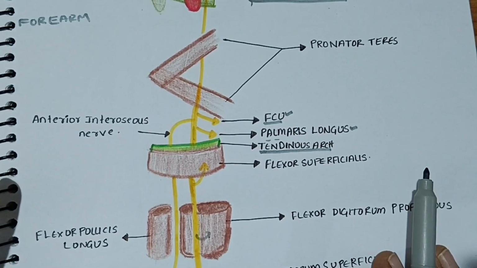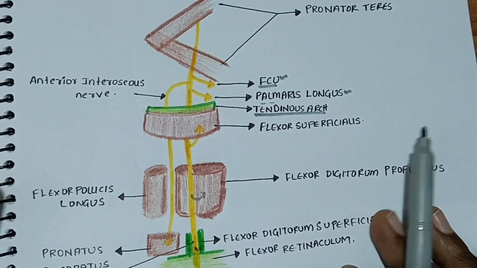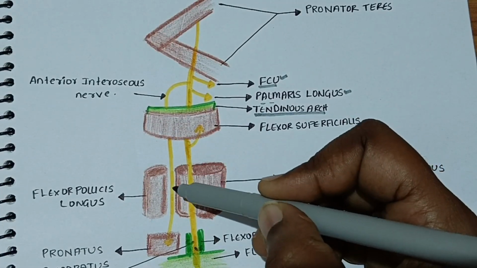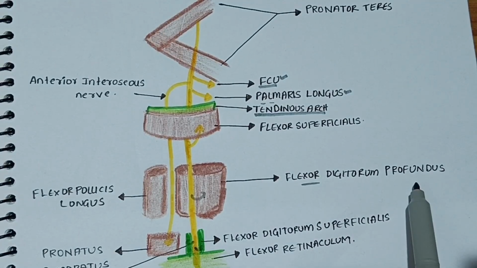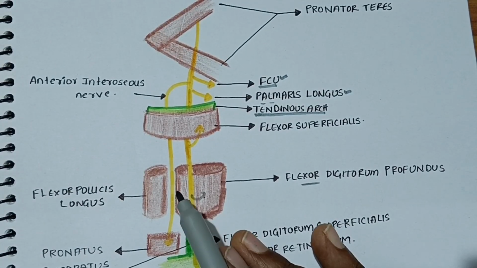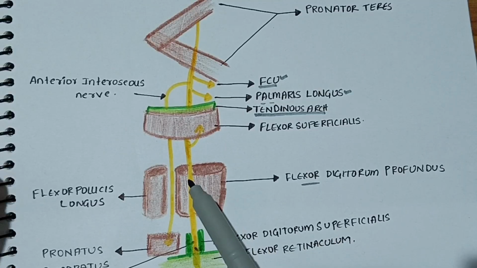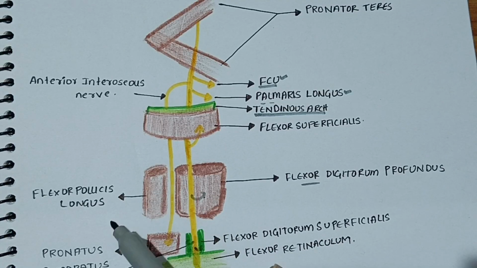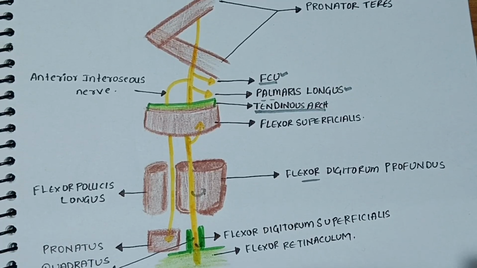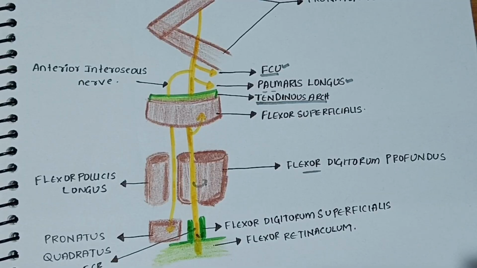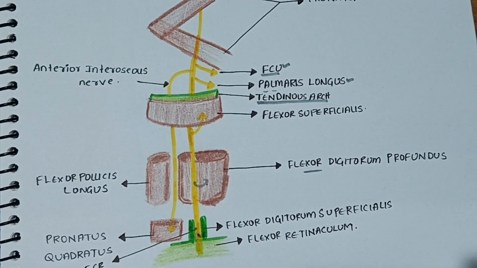That anterior interosseous nerve is going to pass in between flexor pollicis longus and flexor digitorum profundus and give nerve supply to the pronator quadratus. It is going to supply pronator quadratus.